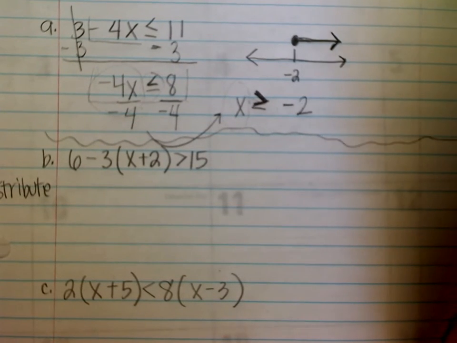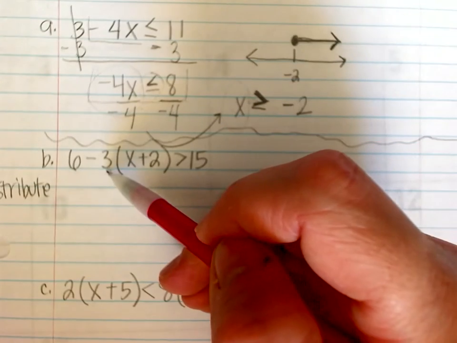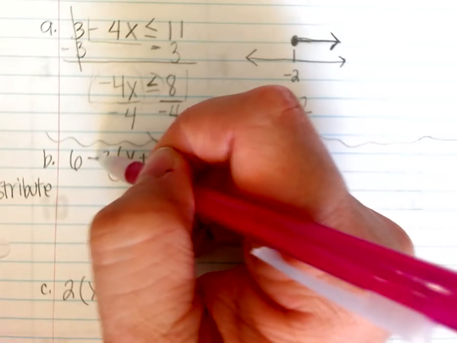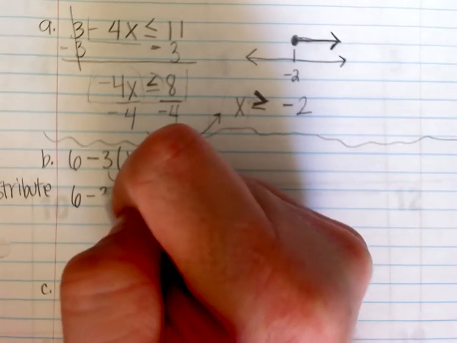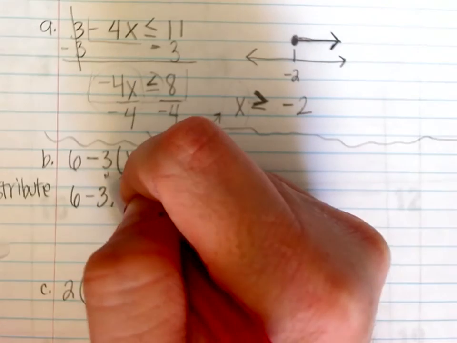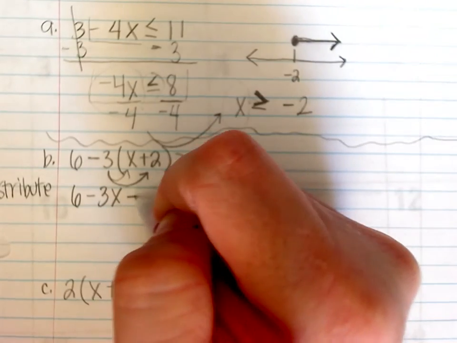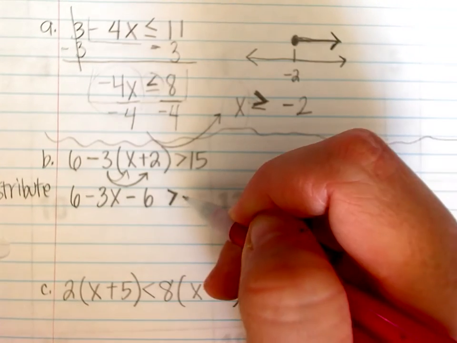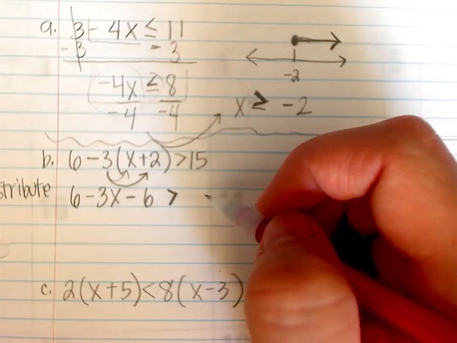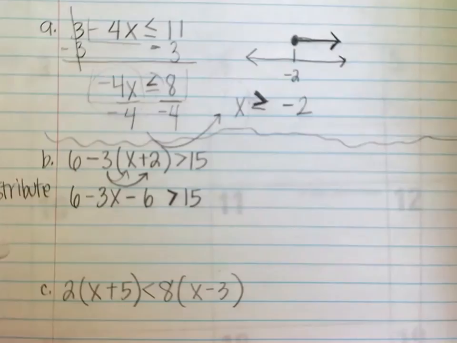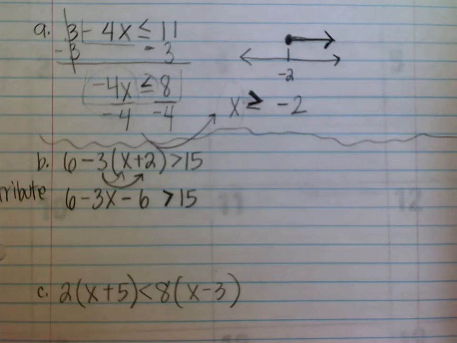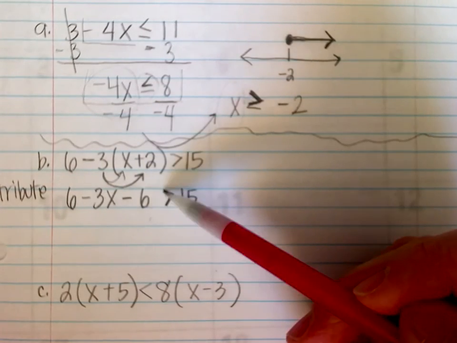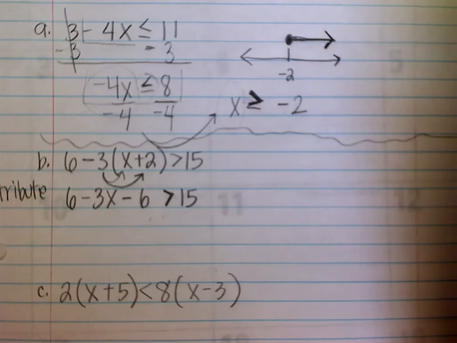3x, or 3 times x plus 2, so it would be -3 times x. Make sure you keep that negative there. Oh, -3x. Plus -6. So -6. Plus or minus 6 is right. It's the same thing as saying -6. Yeah? 6 minus 3x minus 6 is greater than 15.